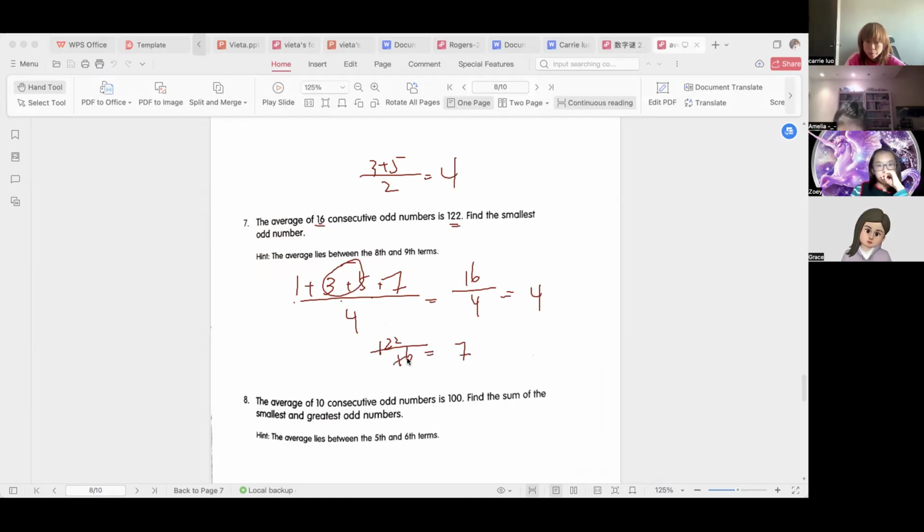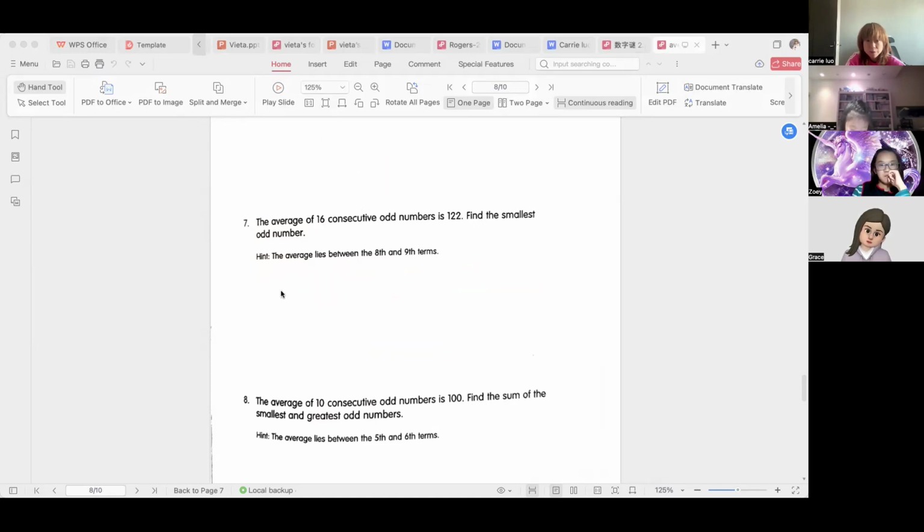No, I don't think it's divisible. So 61, right? It's not divisible by that, so that means it's not a whole number, right? So let's take a look at this one.